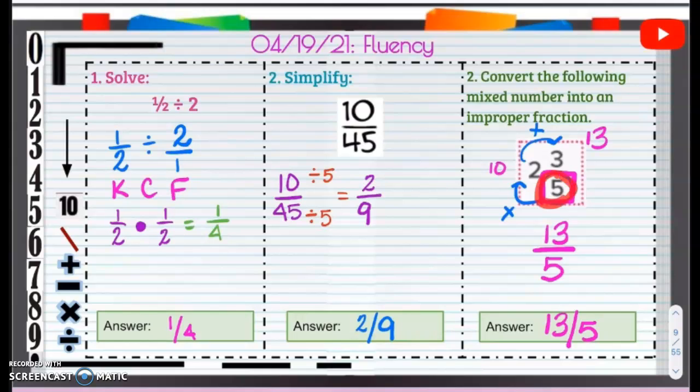So we have 5 times 2, which was 10. And then plus 3, which is 13. So we keep that as our numerator. And then our denominator, we stay the same at 5.